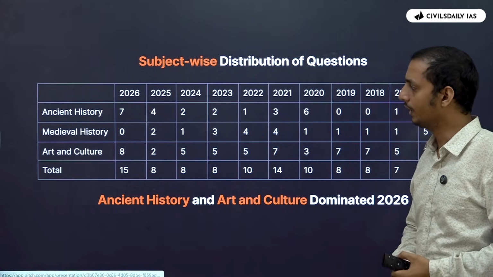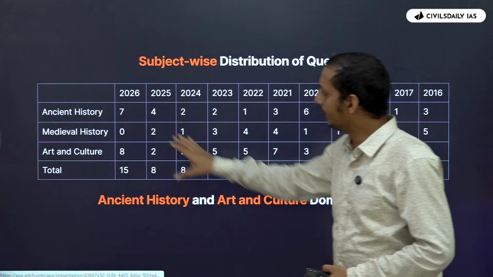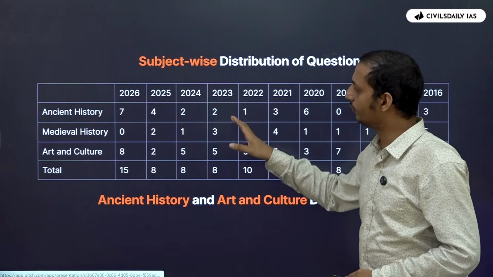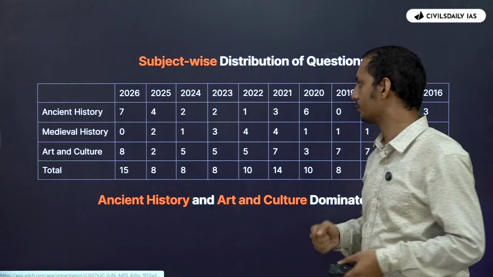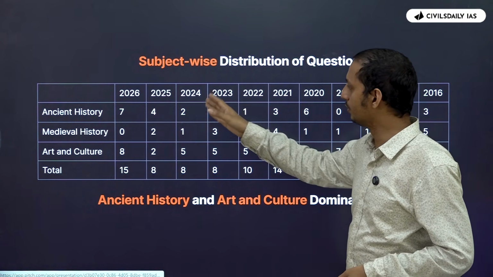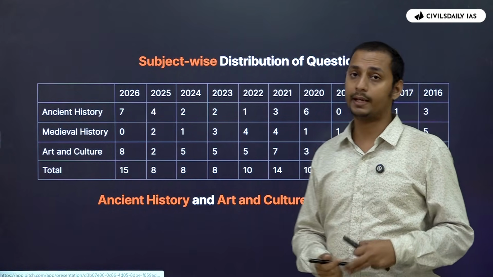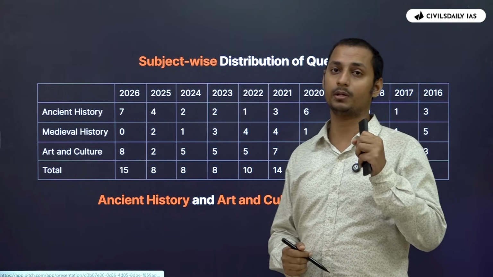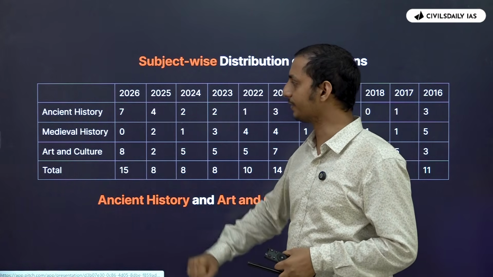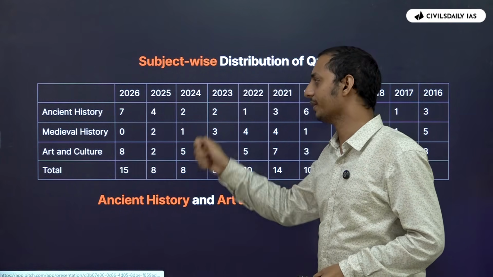Now moving on to the same, what are the significant gainers? If you look here, in case of ancient history, usually it ranges from 1, 2, 3, right? So from 2021, it was 3, 2022, 1, 2, 2, followed by 5 questions in 2025. But ancient history had a jump of 7 questions, right? 7 questions were there. Medieval history, not even a single question was there from medieval history this year.